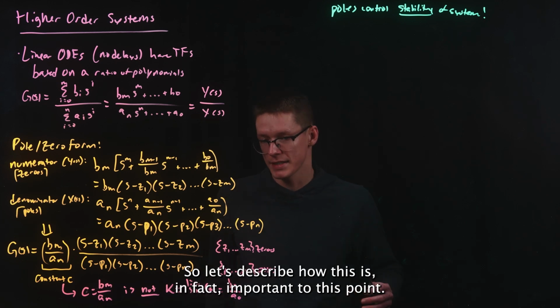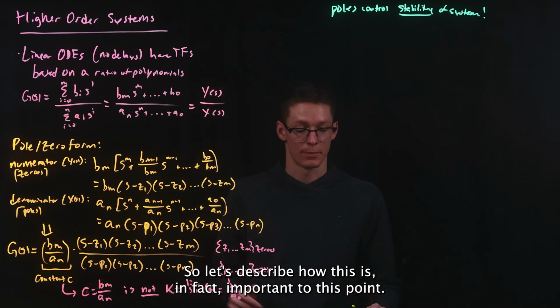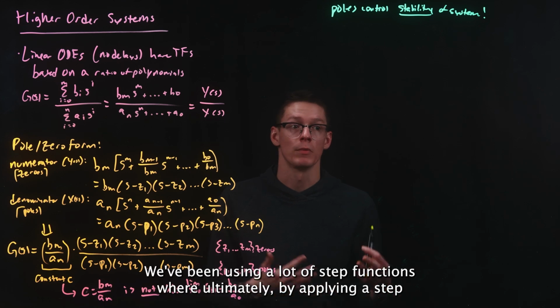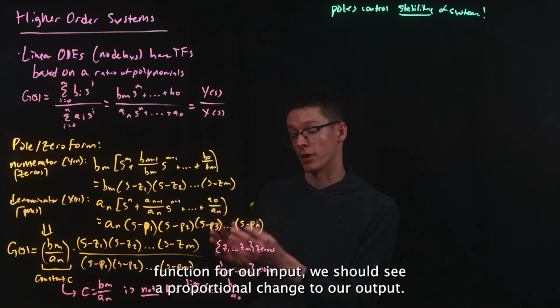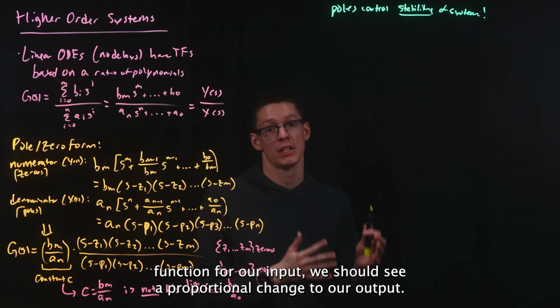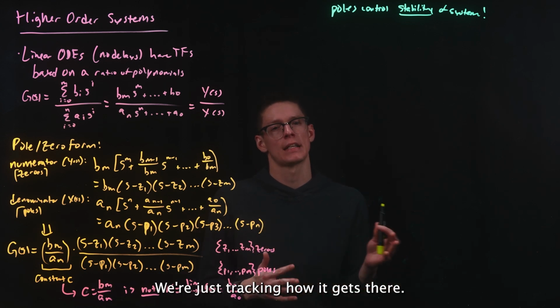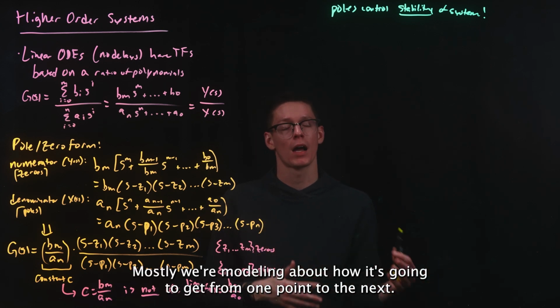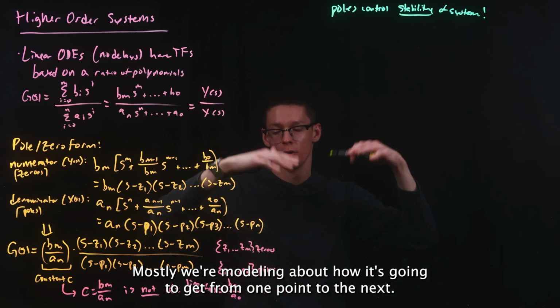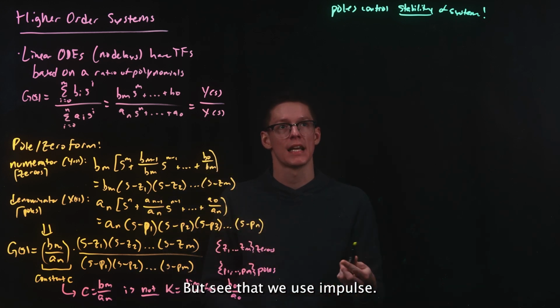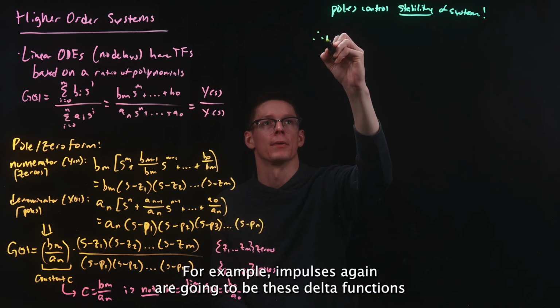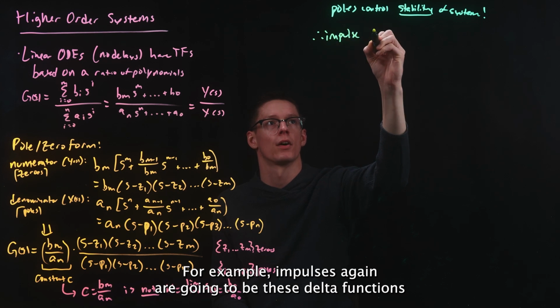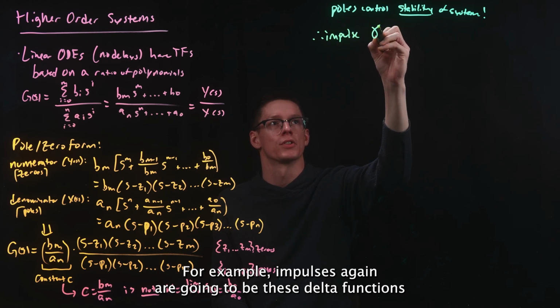So let's describe how this is in fact important. To this point, we've been using a lot of step functions, where by applying a step function for our input, we should see a proportional change to our output. We're just tracking how it gets there mostly. We're modeling how it's going to get from one point to the next. But say that we use an impulse, for example. Impulses, again, are going to be these delta functions.